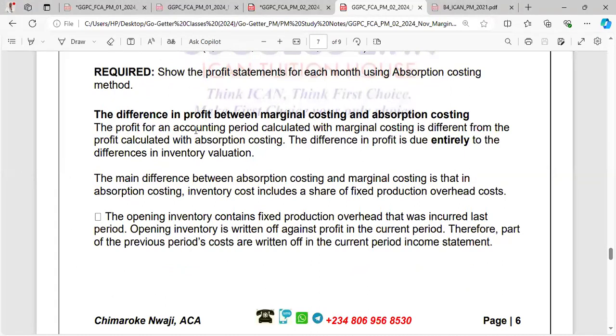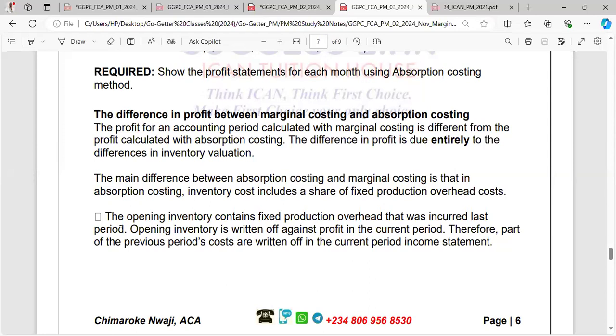Now, what's the difference between profit in the marginal costing and profit in the absorption costing? The profit for an accounting period, which is calculated using marginal costing, is different from that with absorption costing. The difference is due to differences in valuation method. Remember, in that example, we use 70 naira in marginal costing, but in absorption costing, we use 120. That's the difference in the valuation.